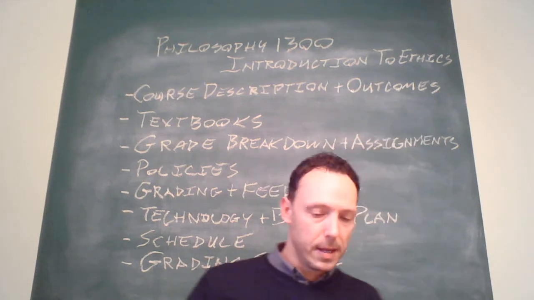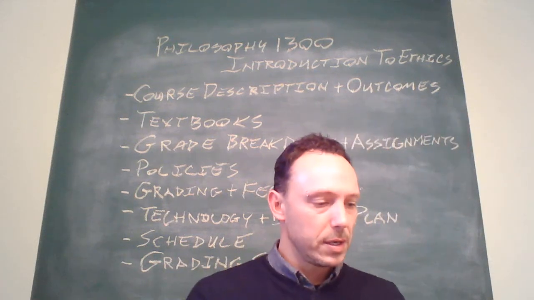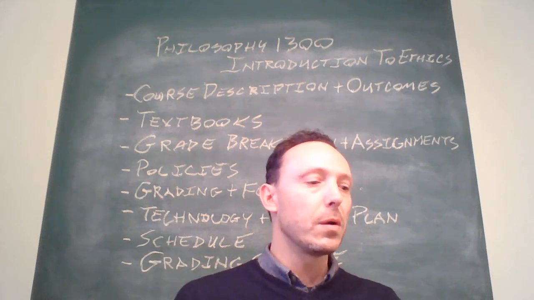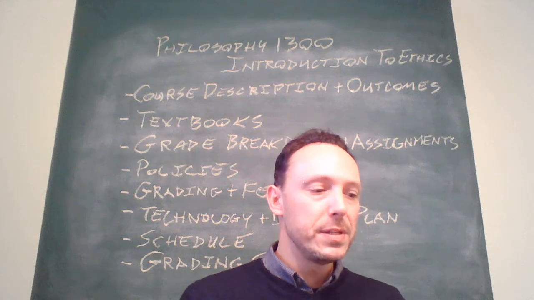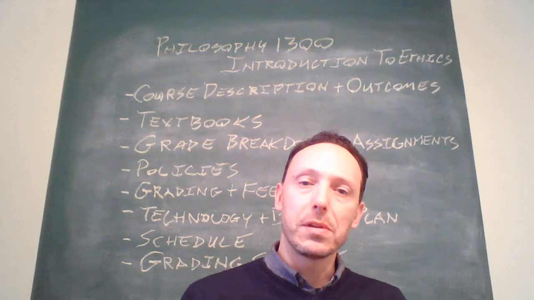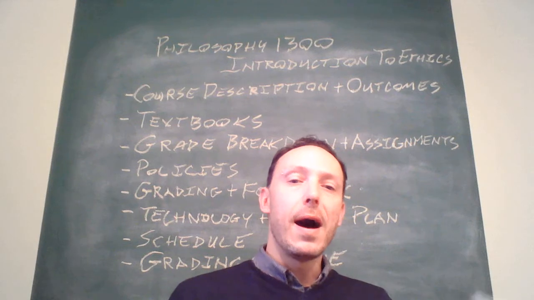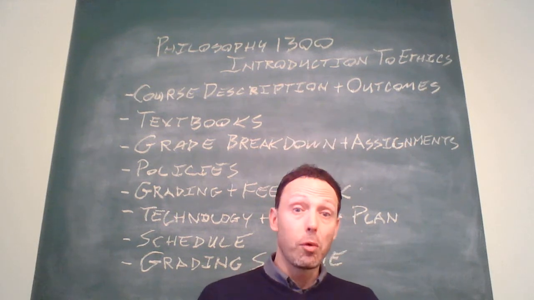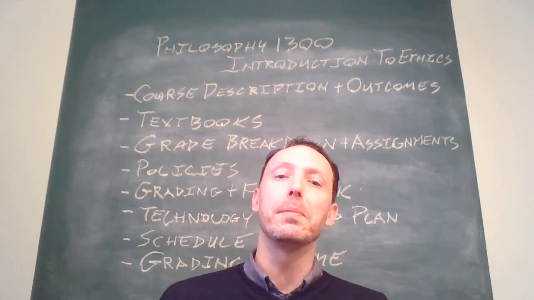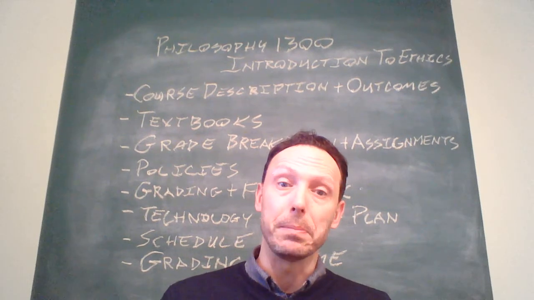Next, grade breakdown and assignments. So basically, this course is assessed in terms of 3 major categories, right? There are going to be tests, there are going to be quizzes, and there are going to be discussion forums. The section tests, 3 of them in total, are worth 20% of your final grade each for a total of 60%. Each of them will consist of 4 short answer questions in which you're going to have to write. I require a minimum of 2 paragraphs response to each of these questions, and that is a bare minimum, right?